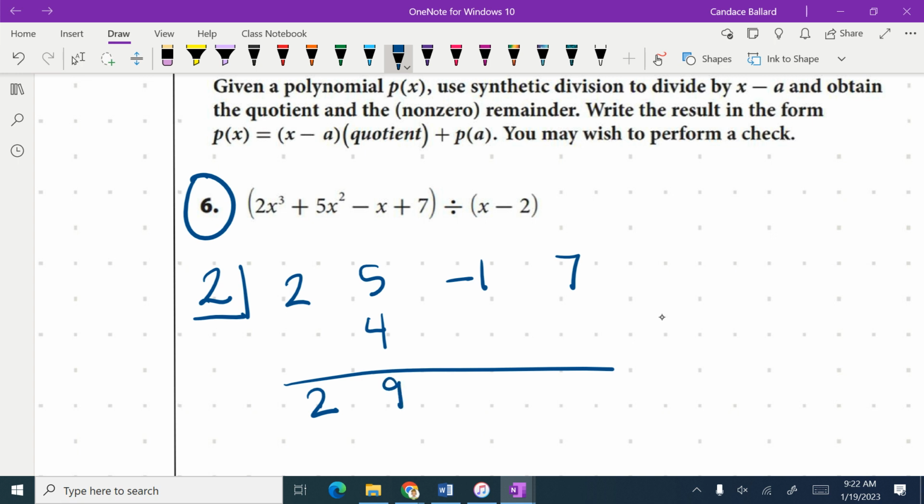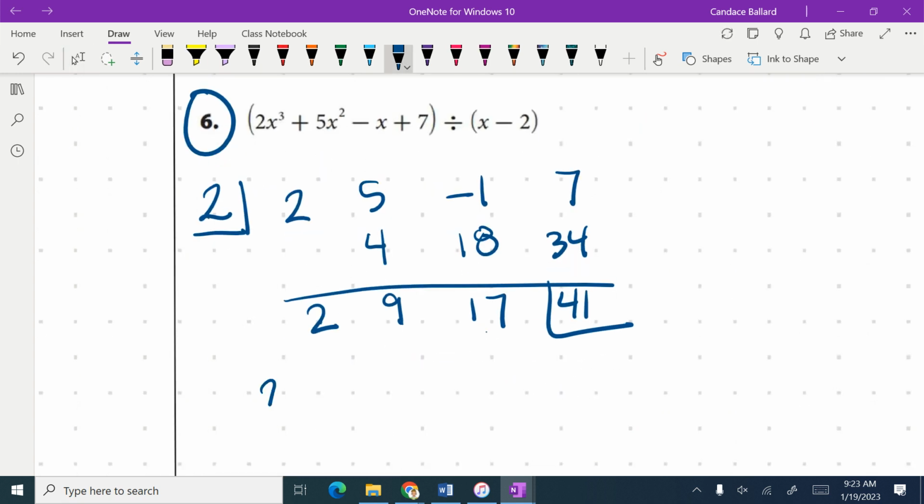Good. What do we do with the 2 and the 9? Multiply. 9 times 2 is? Good. What do we do vertically? Add, what do you get? 17. And then 2 times 17 is 34. Vertically add, what do you get? 41. What do we call that? Remainder. So I'm going to write it out. 2x, what's my new exponent? Squared. Plus 9x plus 17 plus my remainder, what's going to be in the denominator? Good.